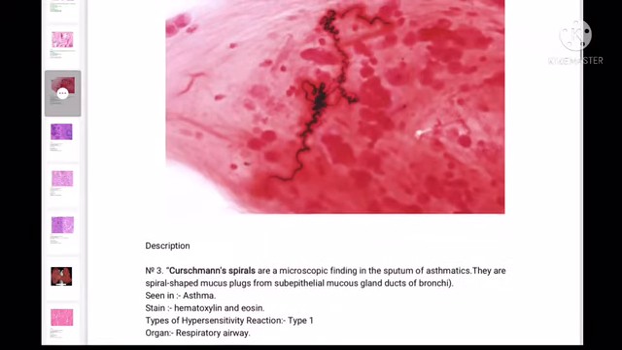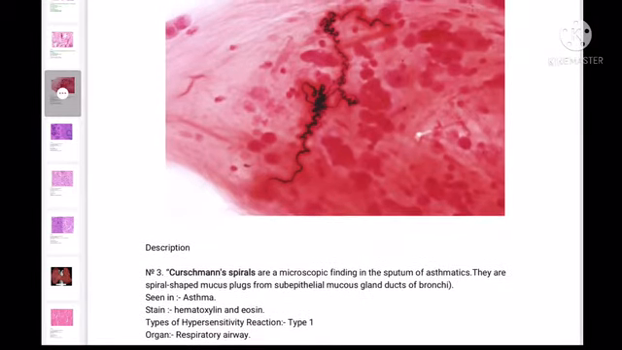So this is another finding that we can also find in asthma patients. So what is this? This is called the Curschmann spirals. The Curschmann spirals are these spiral shaped mucus casts. So these are the Curschmann spirals. They are the microscopic findings in the sputum of asthmatics. They are the spiral shaped mucus casts from the subepithelial mucus gland ducts of the bronchi.